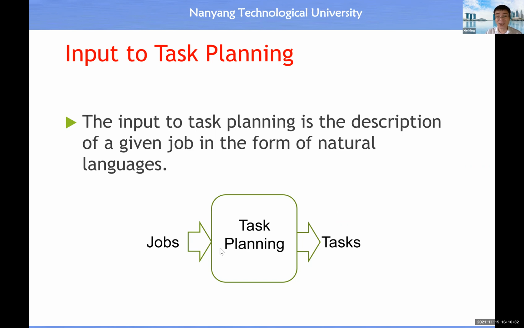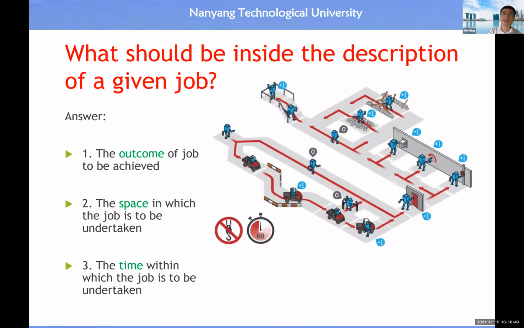Okay, now the challenge will be, could today's robot understand human language? If not, then human being must help robot to do task planning. All right, so that is an issue for you to think about. All right, and then since the input is a task, a job description, what should be the key information content inside job description? And the answer will be these three key information.